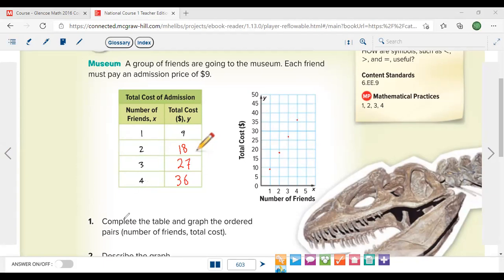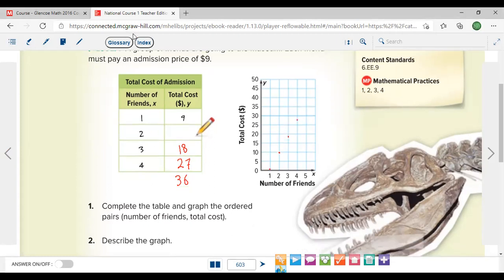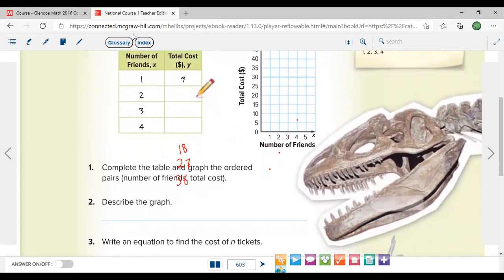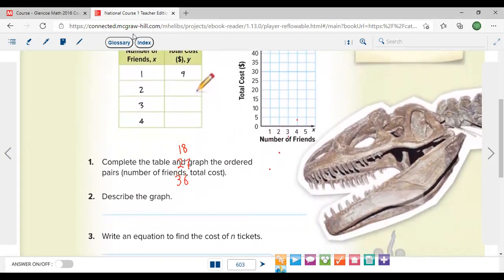Now, problem 1, complete the table and graph the ordered pairs, number of friends to the total cost. Number of friends is X, as you can see, total cost is Y, and every point of those is represented. Now, describe the graph. How can we describe this graph? Let me lift the page up a little. And let's take these points.